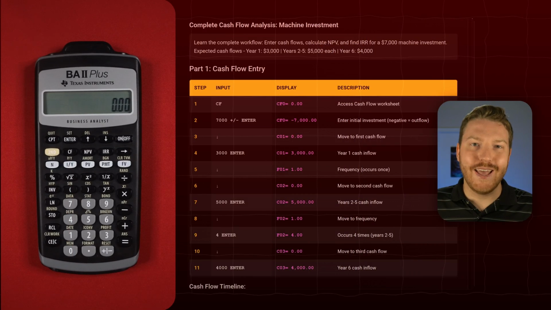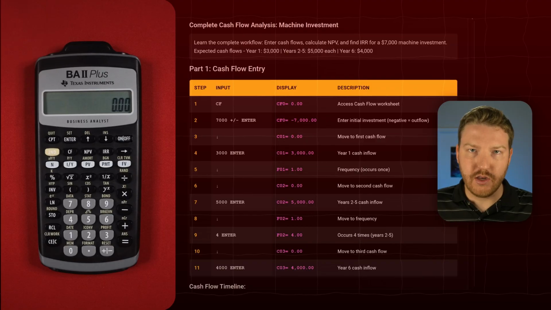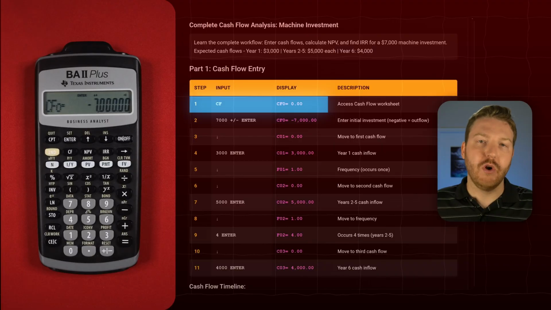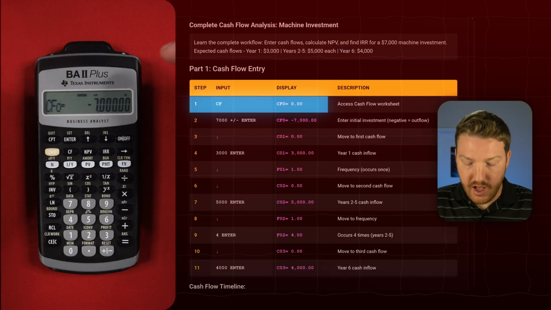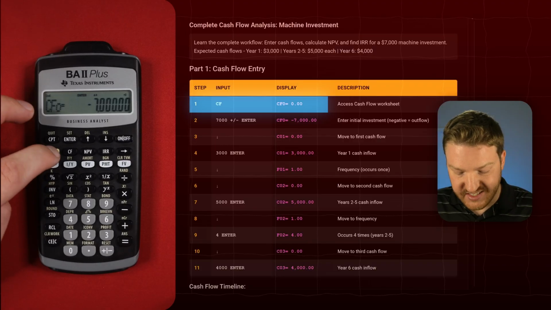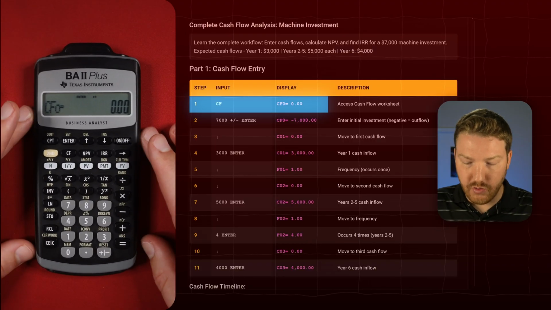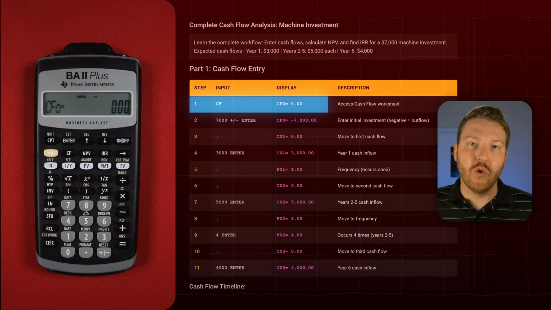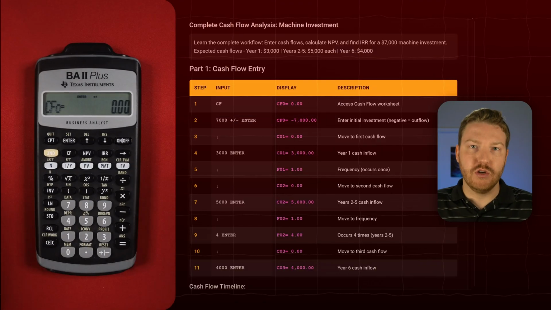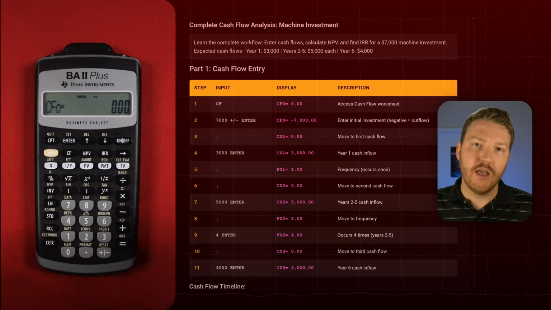So now let's go ahead and go to the CF function on the calculator. I'm gonna hit CF, and I can see I already have stuff in there from when I did this before. So you might see a non-zero value. And if you see that, what you should do is hit second and then clear work. So we wanna get everything out of that worksheet so that we can start from scratch. So now we see CF equals zero. That's the cash flow of today is equal to zero.